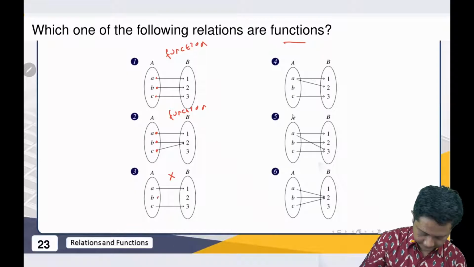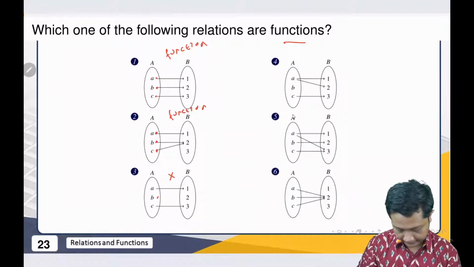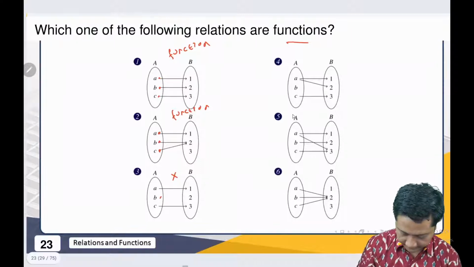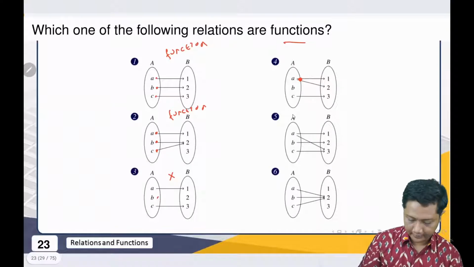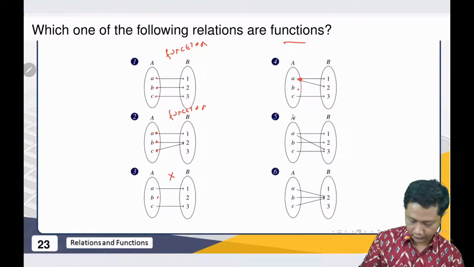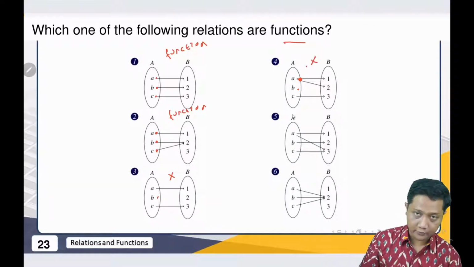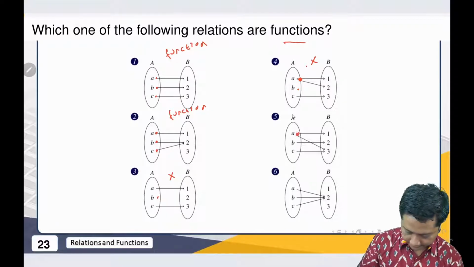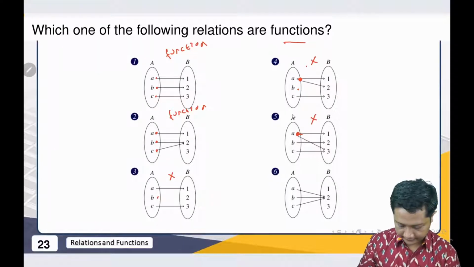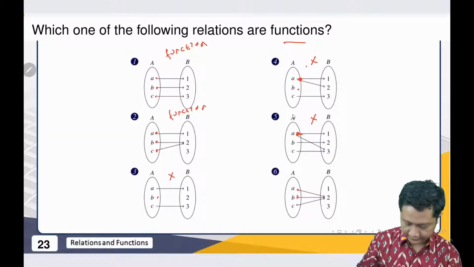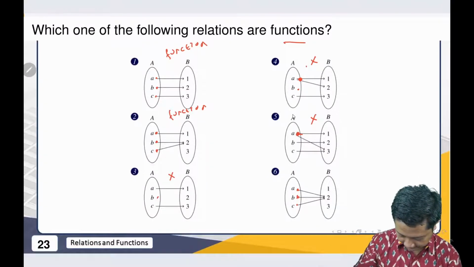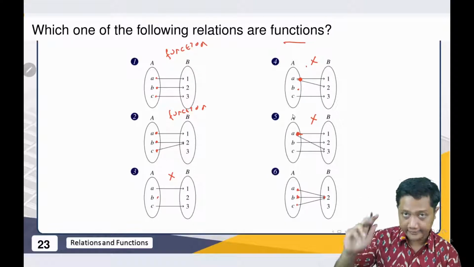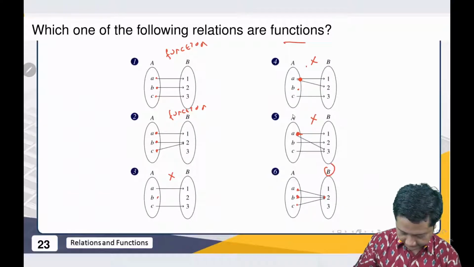Why? Because B is not assigned anywhere, so it is not a function. Then this one also: A has two, 1 and 2, but B doesn't have any. So there are two conditions which make it not a function. And how about this one? A goes to 1 and A goes to 3, that's why it is not a function. But number 6 is a function, because every element in A is assigned to an element in B, exactly once.